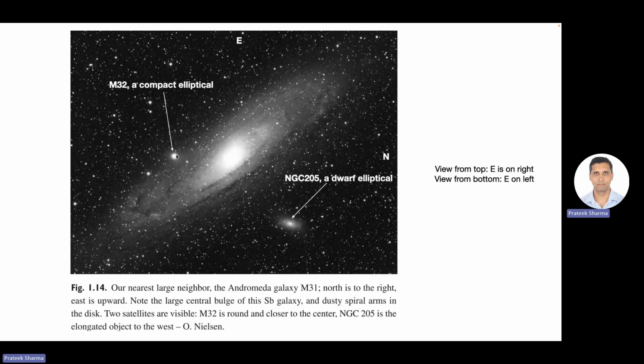This M32 here is a compact elliptical. I mentioned there are things called compact ellipticals which have some rotation. They are rare galaxies. This is a dwarf elliptical here. As I said, it's very difficult for me to tell which galaxy type this is, but that's what the caption here says.